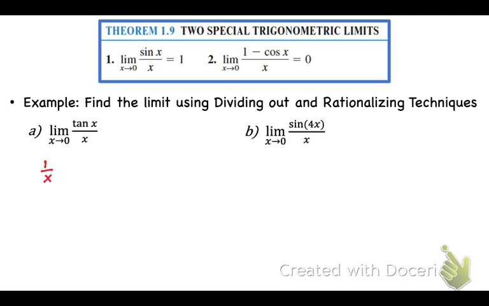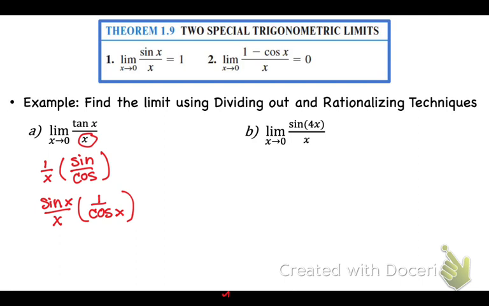So I have 1 over x, right? Isn't tangent sine over cosine? Yes. So could I rewrite this as sine of x over x times 1 over cosine of x? Can I do that? How'd you get the 1 over x? Well, because it's right here. I just pulled it out. Yeah, I can, because it's multiplication.